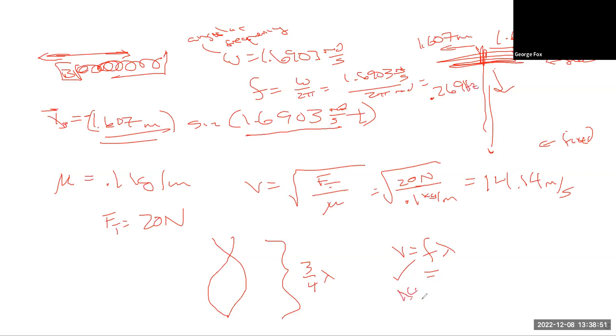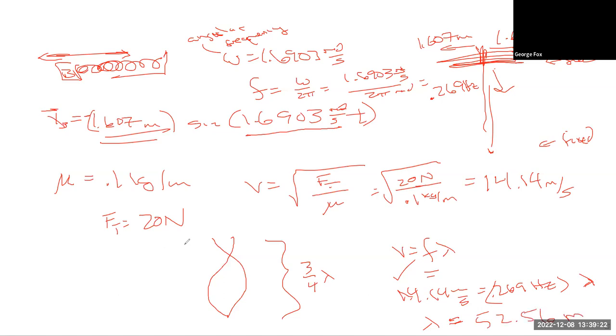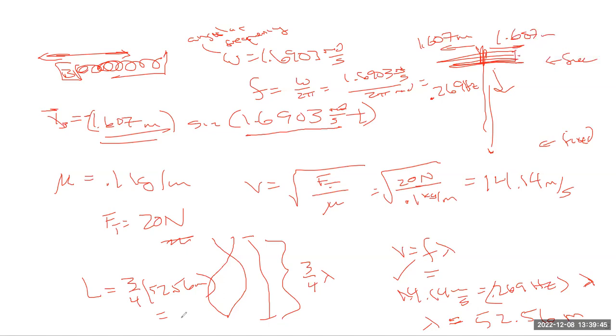So now I can plug that in here. So 14.14 meters per second is equal to 0.269 hertz times the wavelength. So now we can find the wavelength. And what is the wavelength? 52.56 meters. All right. So that's how long one wavelength is. And I know that the length of the string is 3/4 of that, because the last question on this test was, what was the length of the string? And it's 3/4 of the wavelength. So 3/4 of 52.56 meters.